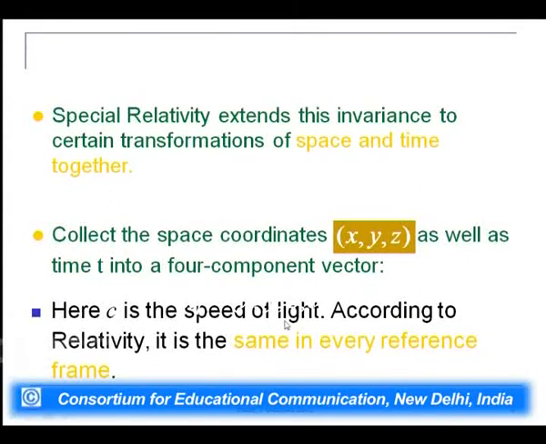Here c is the speed of light. According to relativity, it is the same in every reference frame. Its value will not change. If the frame of reference changes, the value of c will not change.